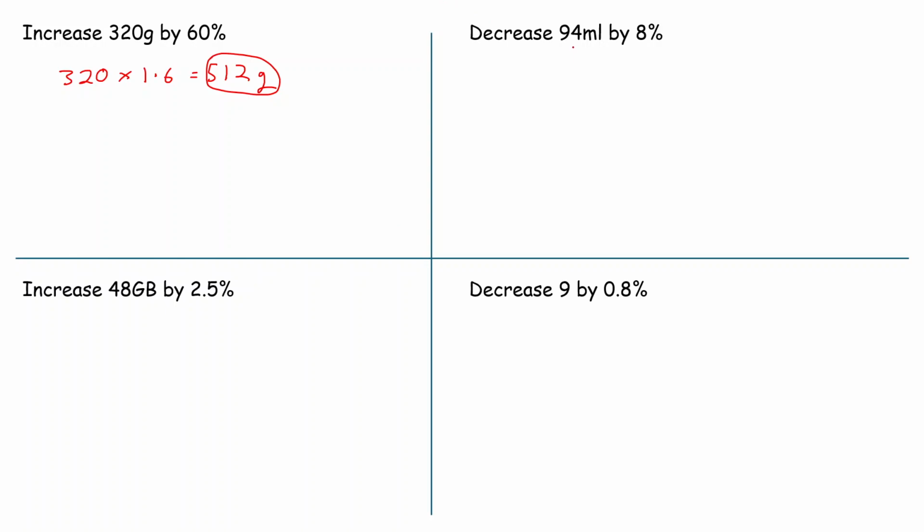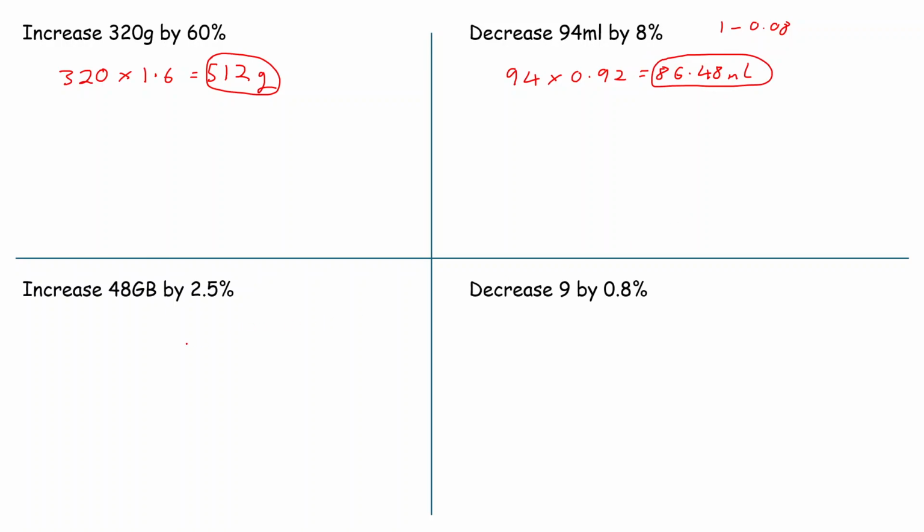Second one, I want to decrease 94 millilitres by 8%. Well, my amount is 94. I want to times through by a decrease of 8%. So I'm going to be doing 1 take away 8% as a decimal, which is 0.08, which is going to give me 0.92. And I put that in my calculator. I'm going to get 86.48. And we're looking at millilitres here. So 86.48 millilitres. Okay, and that there is my answer.